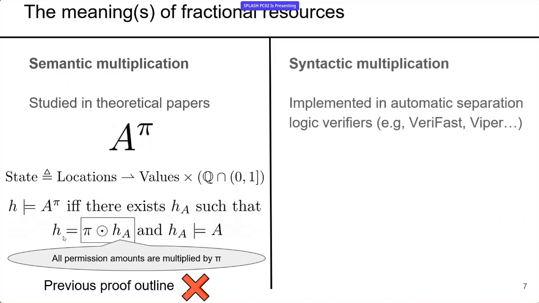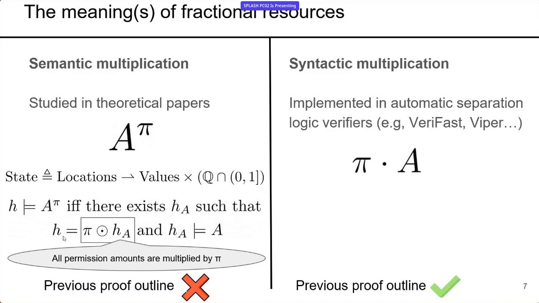And there is actually another meaning for fractional resources, and this is what we call the syntactic multiplication. This corresponds to the rules implemented in verifiers based on separation logic, such as VeriFast or Viper. And with this, the previous proof outline is correct. Or at least with this, we can encode this proof in these automatic verifiers, and the verifiers will verify them. But before this work, there was not really a theoretical foundation for this. And I think it was even unclear that these two were different.